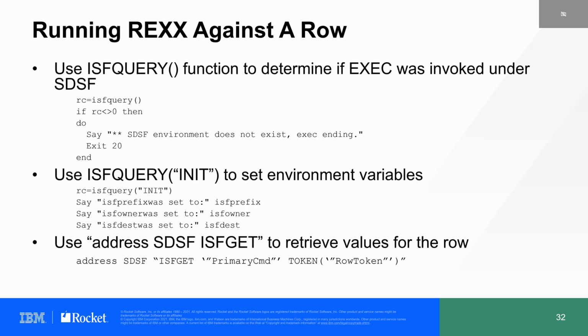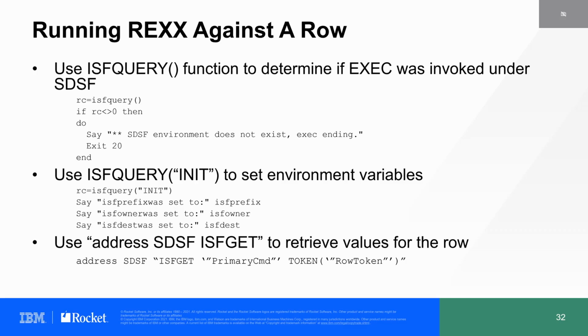If you pass it a parameter of INIT, then it brings you back the environment variables that are in effect, things like the prefix and the owner and the dest and things like that. So you can interrogate some of the saved environment variables there.